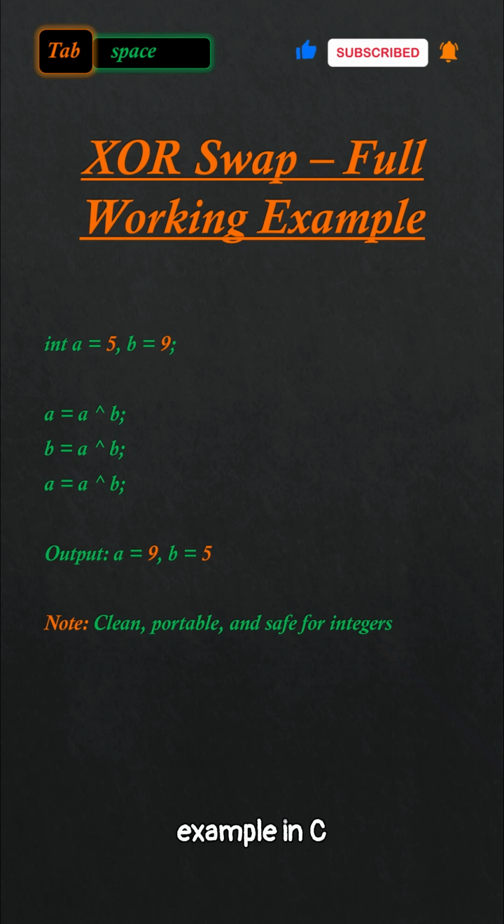Here's a complete example in C++ showing how the XOR swap works. We first initialize two integers a and b with values 5 and 6. Then we perform the three XOR operations to swap the values. After running this code, we will see that a becomes 9 and b becomes 5. It's short, efficient, and works well with integers.